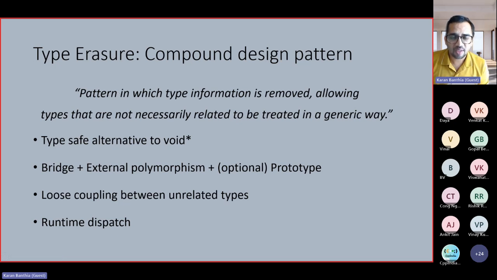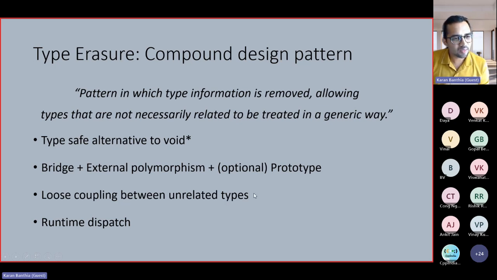The basic type eraser, which we are going to cover, creates the object on the heap at runtime. So that is why the dispatch is also at runtime and it creates a copy. By definition, type eraser is not a compile time idiom, it is a runtime idiom, but it is a type safe alternative. It is a combination of bridge, external polymorphism, and sometimes prototype, where you have to clone your object from a reference object. If you don't want to do it, you don't need a prototype. And it will allow loose coupling between unrelated types.